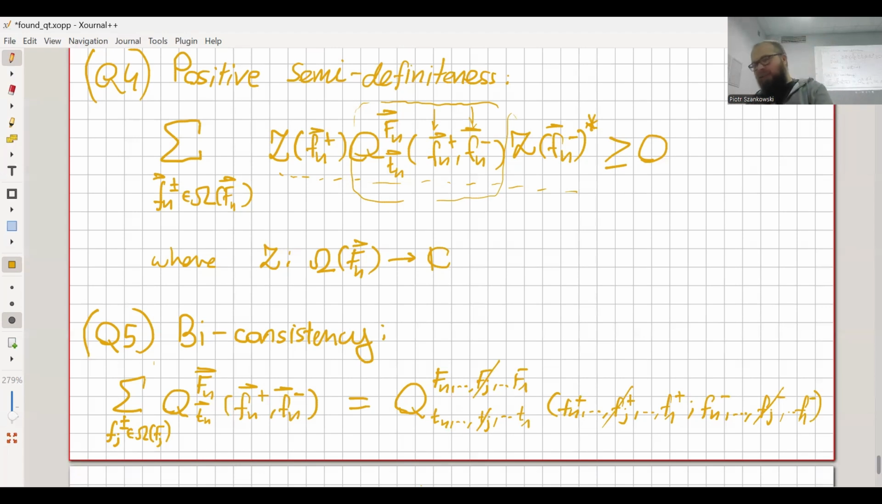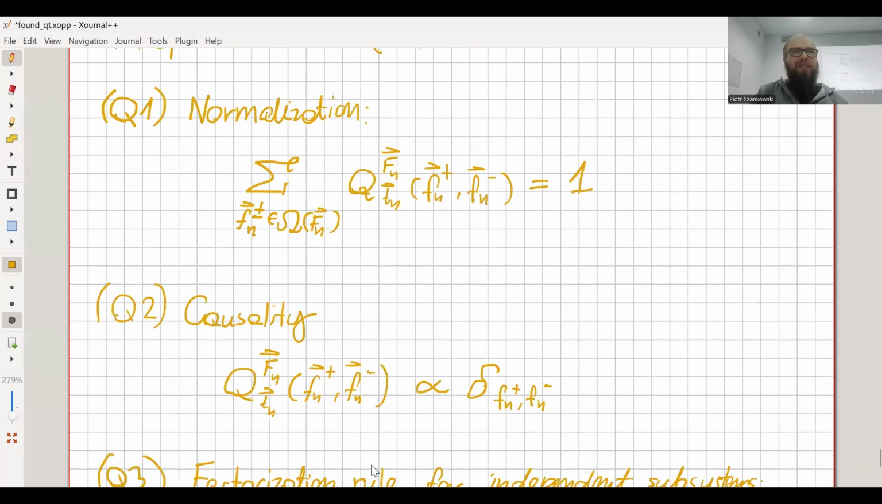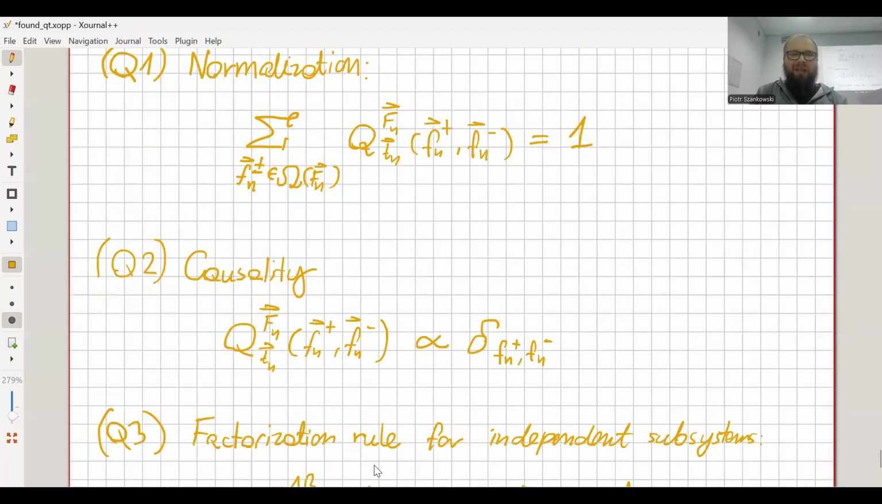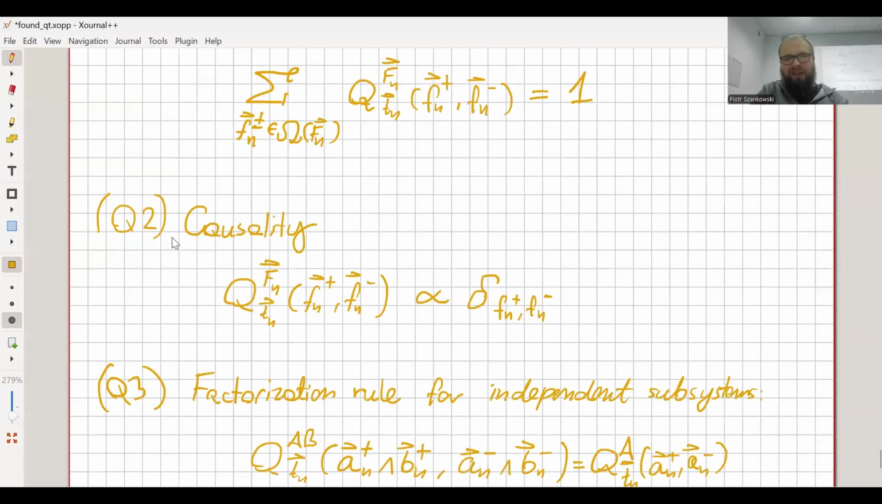But there's more, because now you start combining all those properties. You combine bi-consistency with normalization and with causality, Q2. This is what explains observation 1, causality for probabilities. When you marginalize over the last argument you get the shorter one, which tells us that there is a causal structure in our theory. The factorization rule, there's nothing special about it.